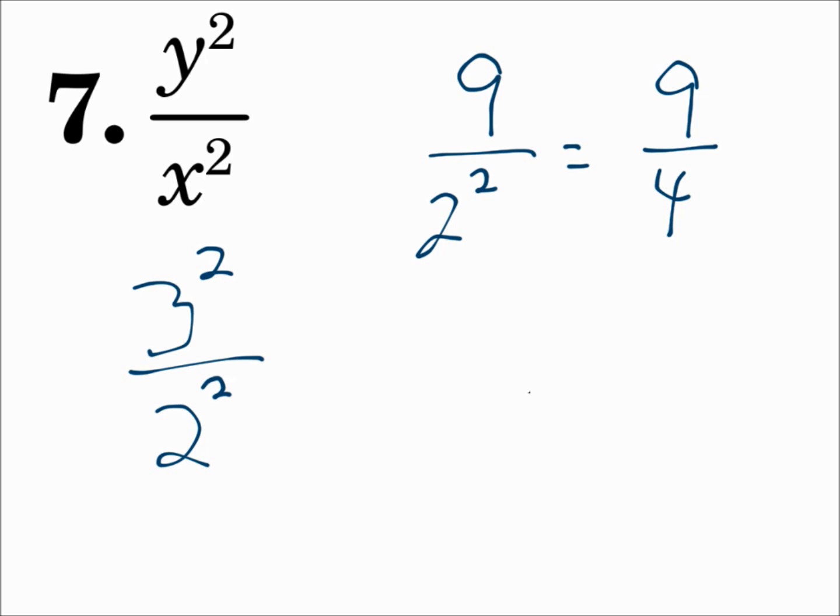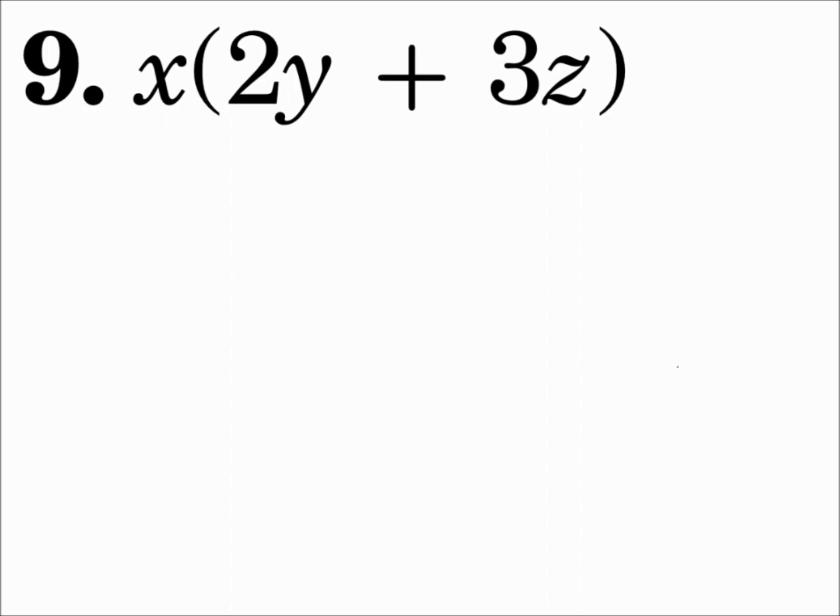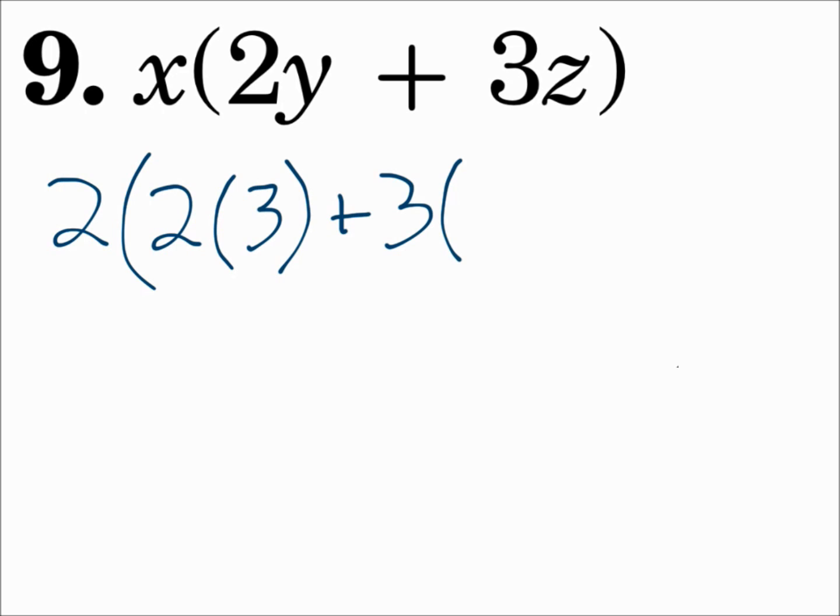Please excuse my dear Aunt Sally. Parentheses, exponents, multiplication and division left to right, addition and subtraction left to right. For number 9, substitute for the variables first. X is 2, y is 3, z is 4. Now follow the order of operations.